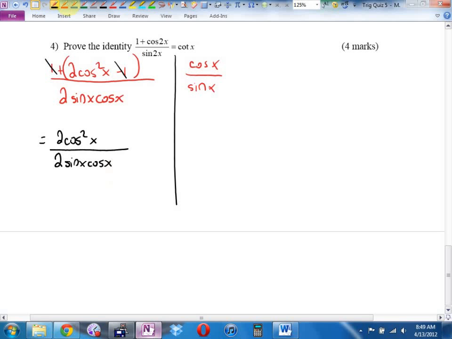So are you saying, if I hear you correctly, that I can cancel out a 2? Why, yes. Oh, and how many coses on top? 2. How many on the bottom? Oh, you're saying I can cancel out one of those, and lo and behold, I'm left with that. Woohoo!